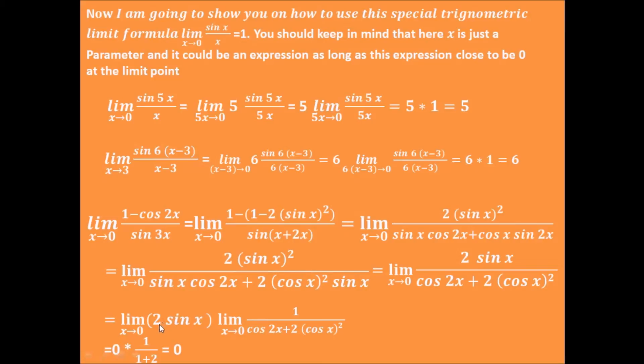In fact, these two functions are continuous at x equals 0. So the limit as x approaches 0 equals the function value at x equals 0. So we get 0 times 1 divided by (1 plus 2), which equals 0.